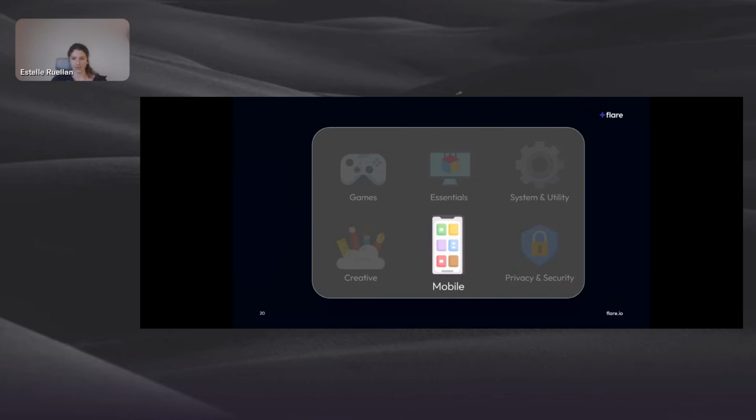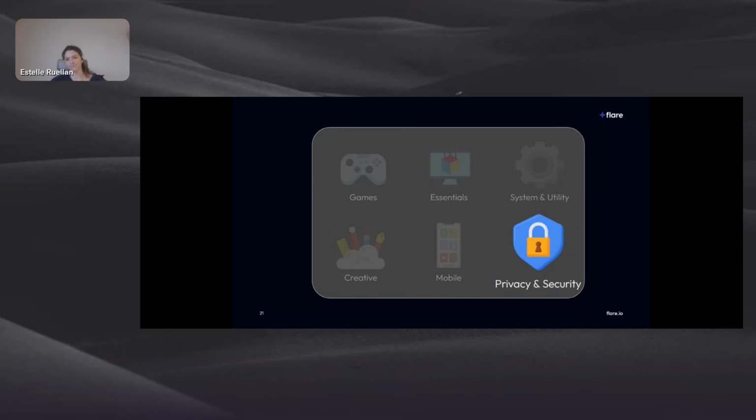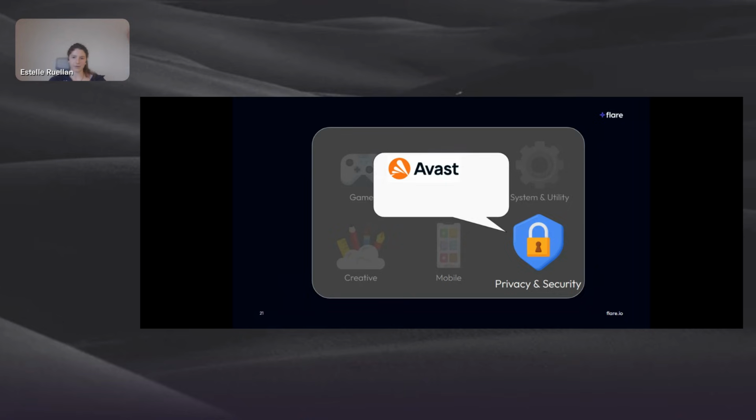The fifth type of entity we had were mobile related. So for example, iTunes or anything that's a utility, but for your cell phone. And the last basically encompasses any software that's related to privacy and security. So we had antiviruses, cleaning utilities, and even VPNs.